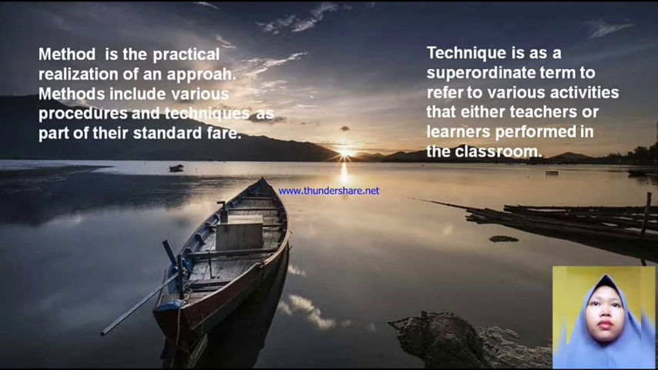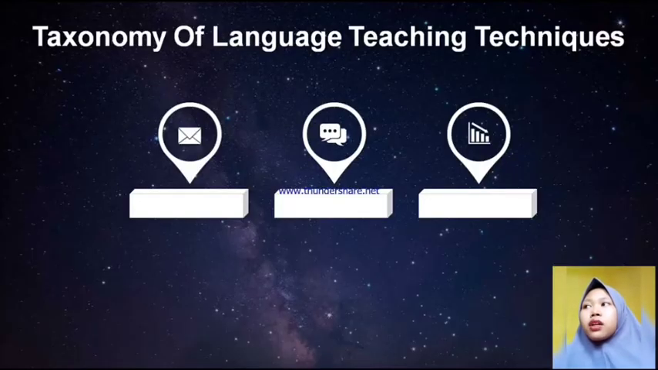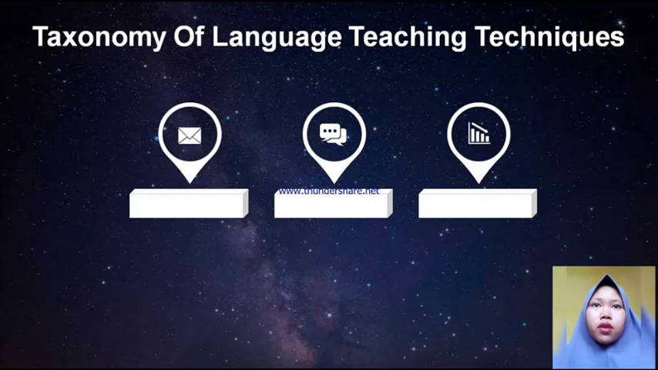And next, about the taxonomy of language teaching techniques. Brown illustrates a taxonomy of techniques adapted from Crookes and Chaudron, 1991. Here he indicates he used the term technique for what was referred to as activity by those theoreticians. The taxonomy is divided into three categories. The first, controlled, the second, semi-controlled, and the last, free.